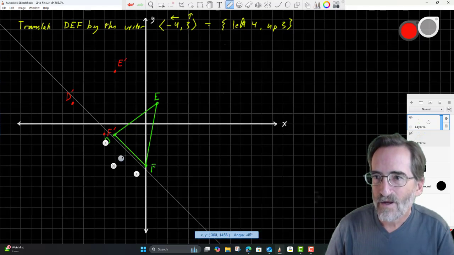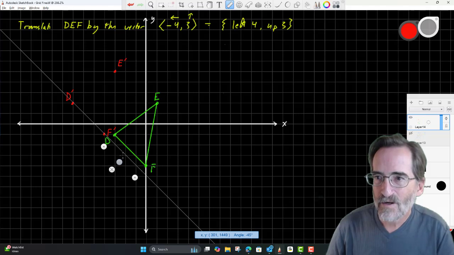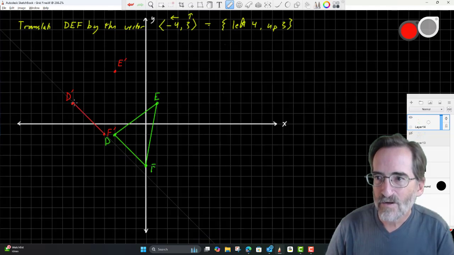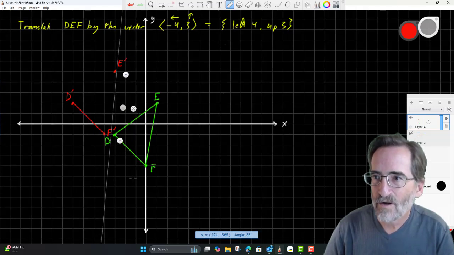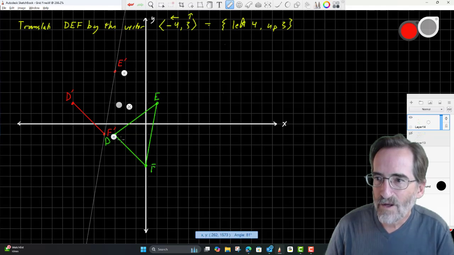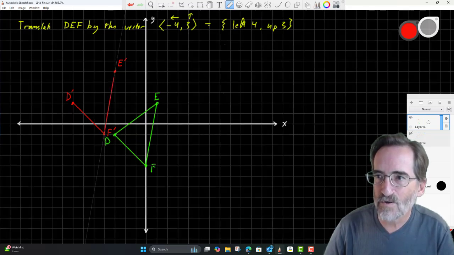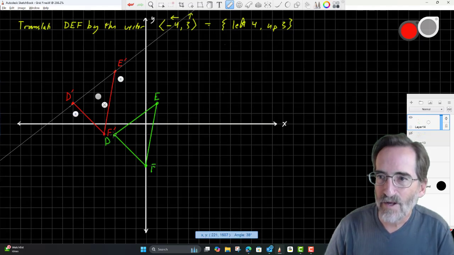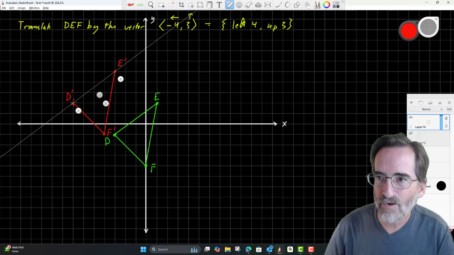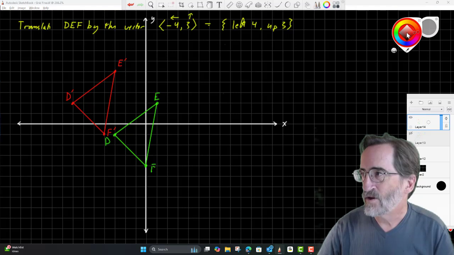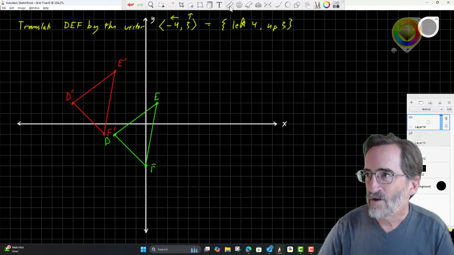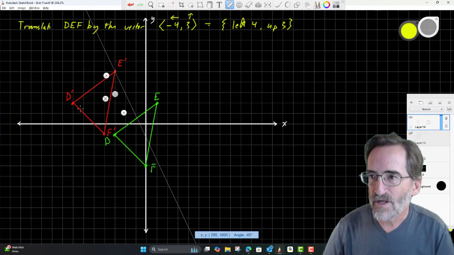And you'll notice that all the sides of the triangle are parallel to the original sides of the triangle. The triangle has moved to a new location, but it hasn't spun or changed size or shape. It hasn't flipped. Let me draw the vectors. And you'll note that the vectors are all parallel and the same length.